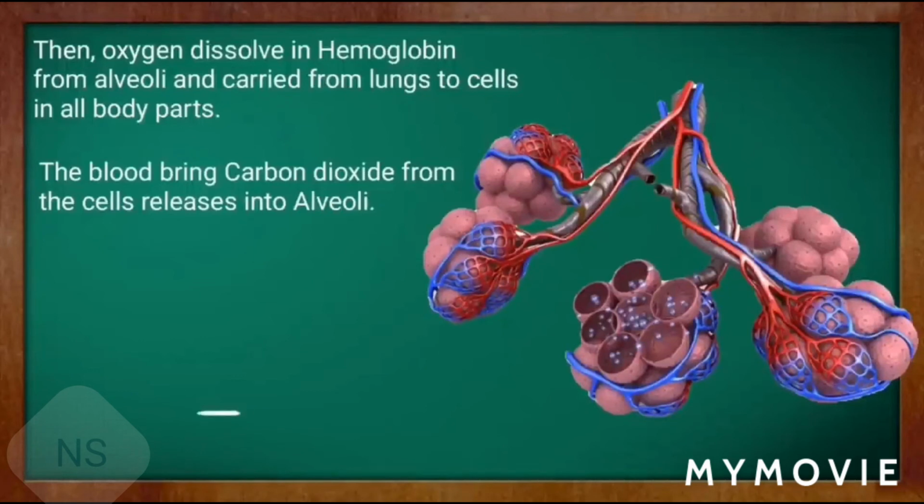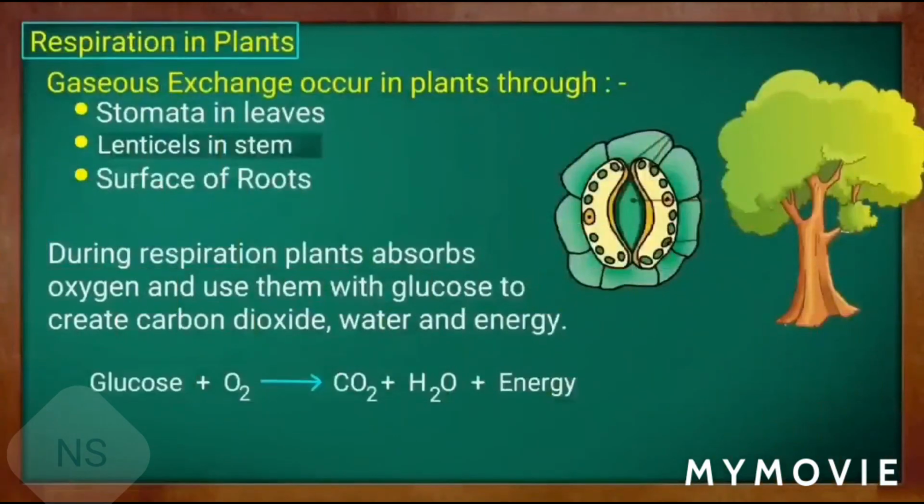Heme means iron, globin means pigment. It is an iron containing pigment present in the RBC of the blood. And if your blood is red in color, it is mainly because of the hemoglobin pigment.